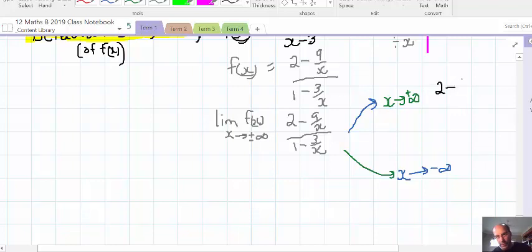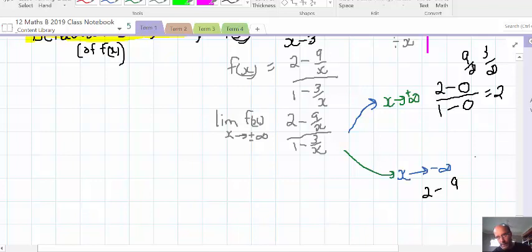So looking at positive infinity, at the top here, I've branched it off as you can see, and then we would have basically 2 minus 9 over infinity. Now 9 over infinity, the limit of that is 0. So it's going to be 2 minus 0 over 1 minus 3 over infinity, which essentially is 0. So the limit of that is 2.